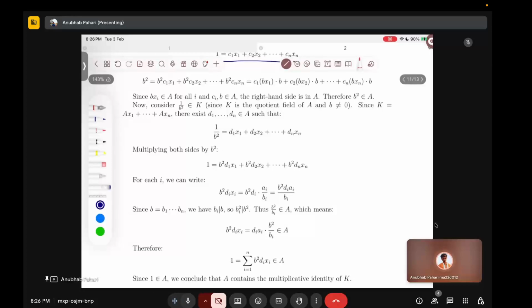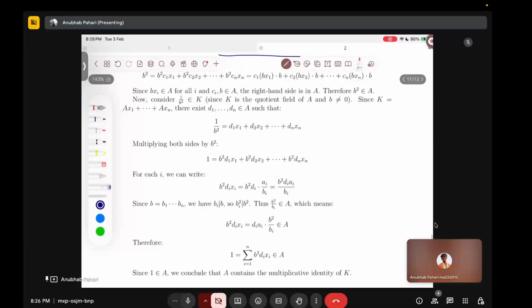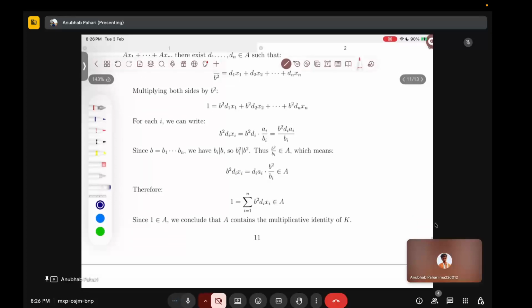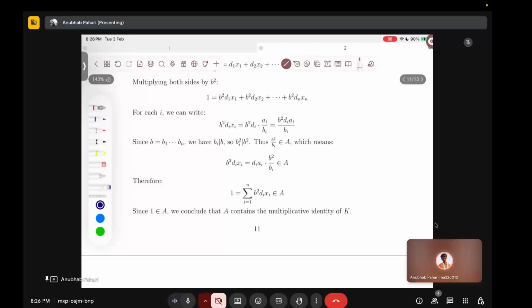And now since b is of this form b1 up to bn, we have bi divides b, so bi square divides b square, thus b square by bi belongs to A, right? Which means this term belongs to A, this term. So therefore 1 belongs to A.